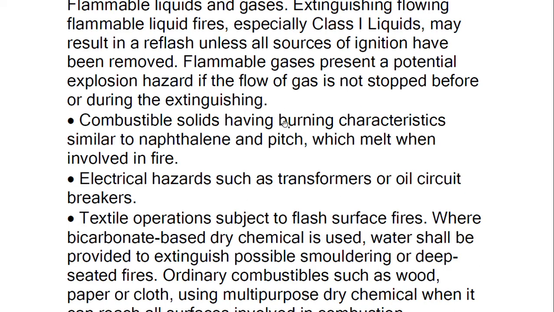Flammable gases present a potential explosion hazard if the flow of gas is not stopped before or during extinguishing. Combustible solids have burning characteristics similar to naphthalene and pitch, which melt when involved in fire. Electrical hazards such as transformers or oil circuit breakers: we can also use DCP on electrical fires, but it will permanently damage the equipment. That is the reason we avoid it and use CO2 for extinguishing electrical fires.